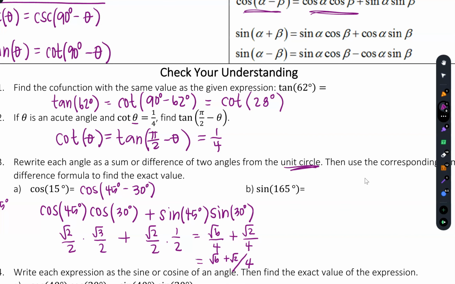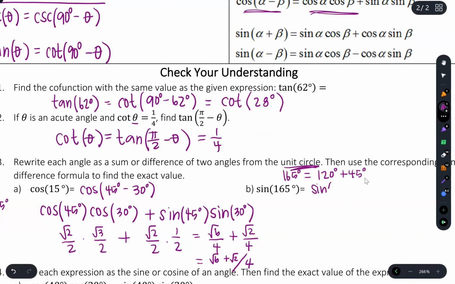Alright, so I'm going to break 165 up into two angle measurements from the unit circle, which I'm going to say 120 plus 45, because 120 is in the second quadrant and 45 is in the first quadrant there. So I'm now going to say sine of 120 degrees plus 45 degrees.